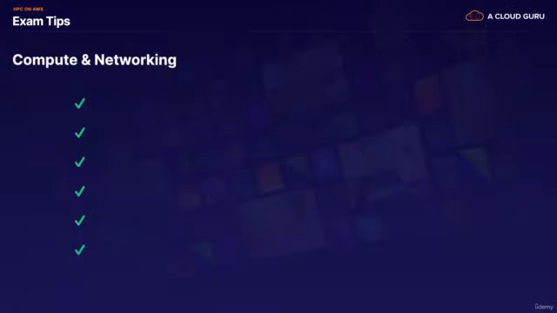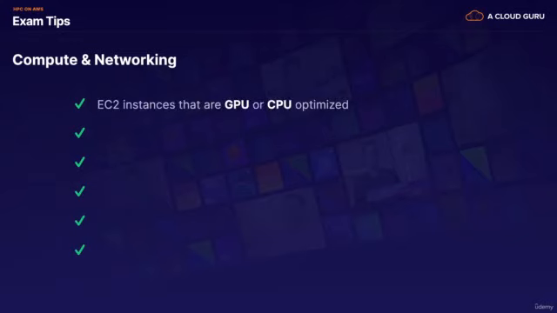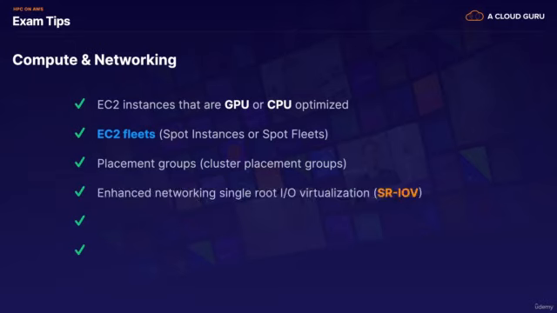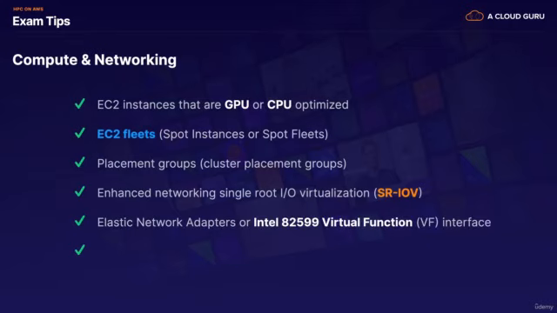On the compute and networking fronts, we can use EC2 instances that are GPU or CPU optimized. We can use EC2 fleets, so either spot instances or spot fleets. We can use placement groups, and in particular cluster placement groups, so they're all within the same availability zone, which gives us that super low latency. We can use enhanced networking single root IO virtualization, or SR-IOV, or we can use our Elastic Network Adapters or our Intel 82599 virtual functions.